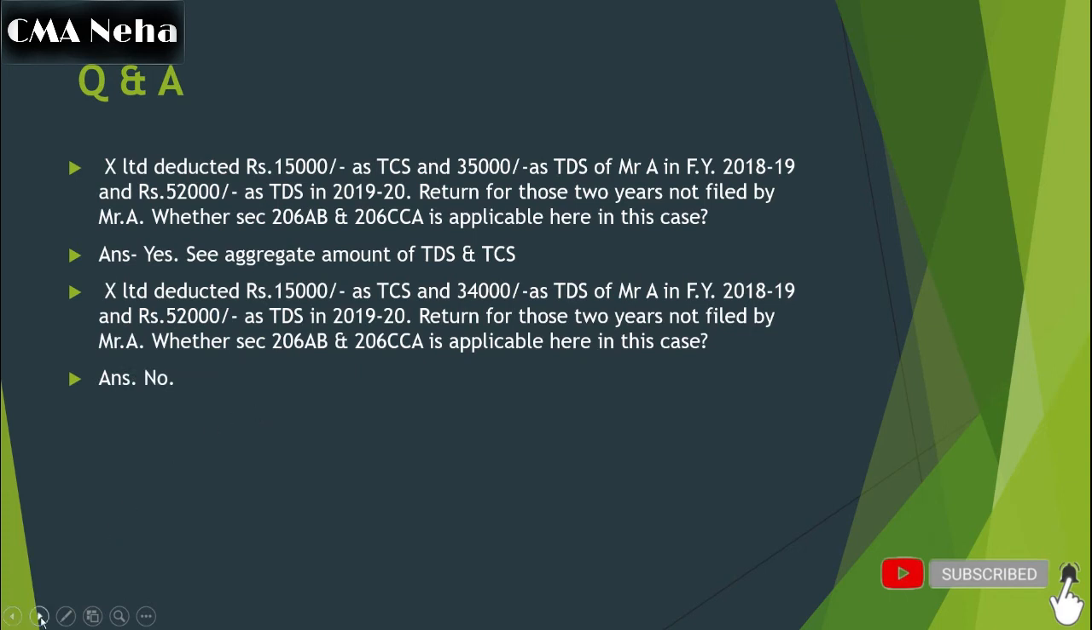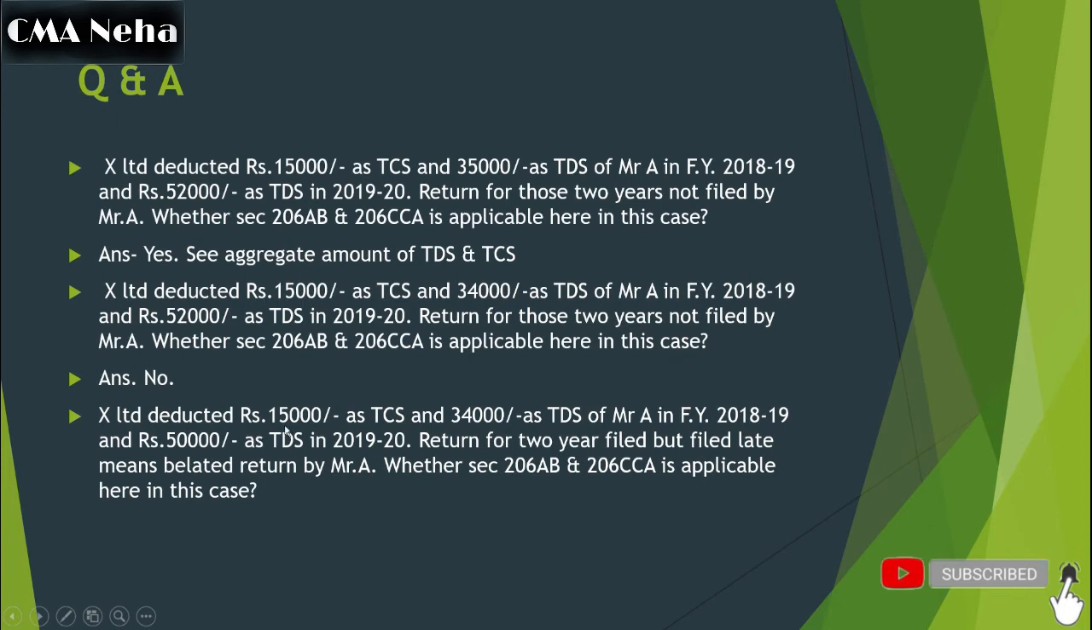And then next question is X Limited deducted same 15,000 and 34,000. The question is same. Yes, return for 2 years filed, but filed late, means belated return by Mr. A. So same TDS deduction was 50,000 and more, but return was filed belated, late return was filed. So whether the section will be invoked? So no, definitely section will not be invoked, because belated return does not mean you haven't filed the return, it means you have filed the return.